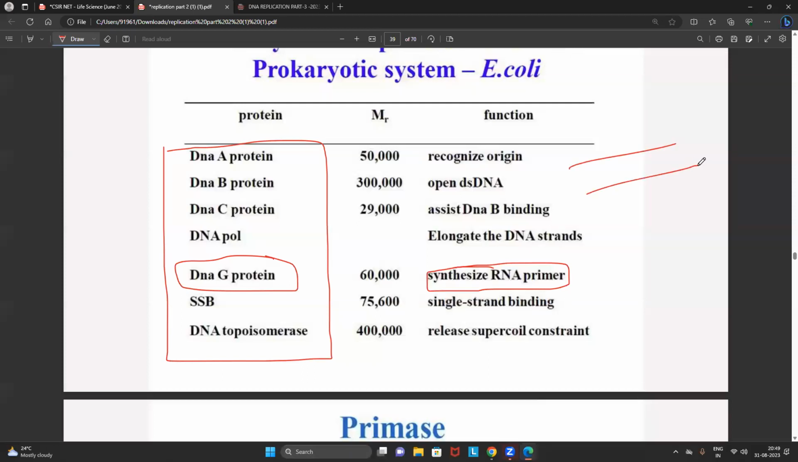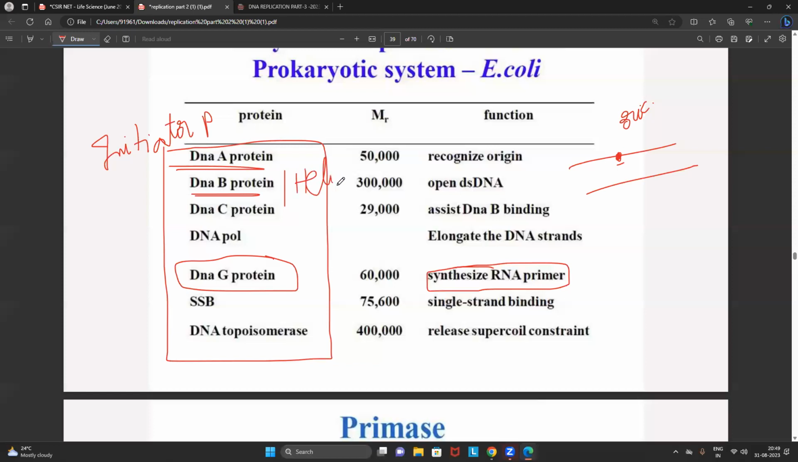You know that DNA replication, whether in a prokaryotic organism or the eukaryotic organism, will start from a particular point we can call ORC. Now the question is, who will recognize this ORC? The ORC can be recognized by DNA A protein. Sometimes this DNA A protein, you also call it initiator protein. Never get confused. Next one, DNA B protein.